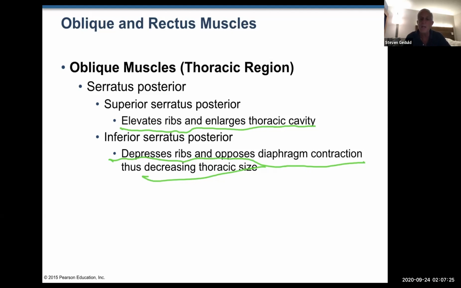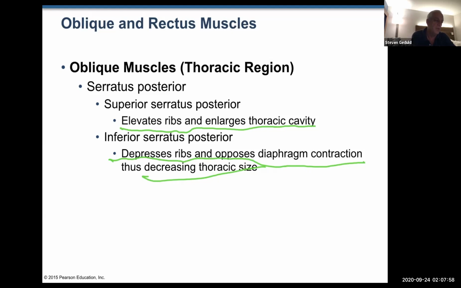Because the diaphragm can't contract both ways. I mean, you can't contract and pull air in, contract, push air out. Okay, you only got one way to go with muscles. And when the diaphragm contracts, it pulls the diaphragm downward, allows the thoracic cavity to enlarge, and air to flow in. When the diaphragm relaxes, the air can flow out. When you compress it with the inferior serratus posterior muscles, okay, that shrinks the thoracic cavity and decreases thoracic size, decreasing the lungs, forcing air out.